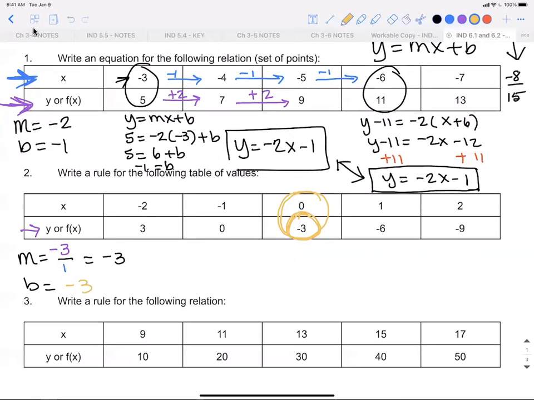Find your slope, however you want to find your slope. It doesn't matter to me how you do it, whether you do it by counting or by using the old formula. Once you find your slope, do a quick glance and see if you're given your Y-intercept. If you are, great. It's a gimme, it's a freebie, take it. If your X is 0, that is your Y-intercept.